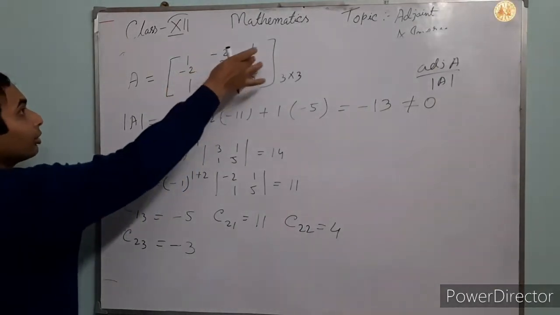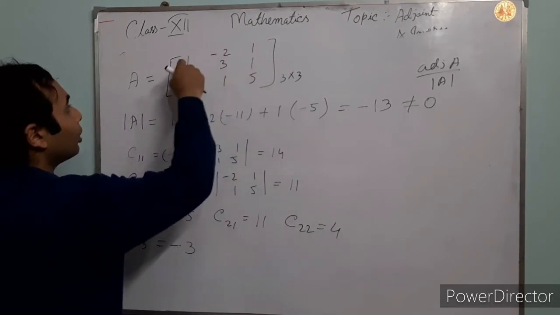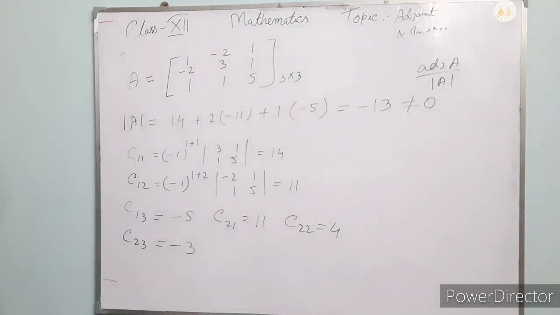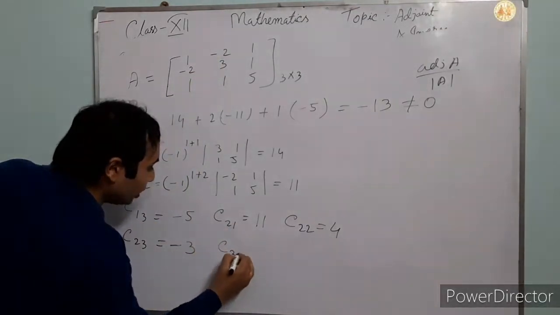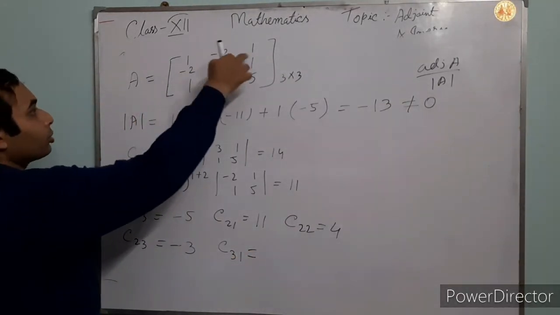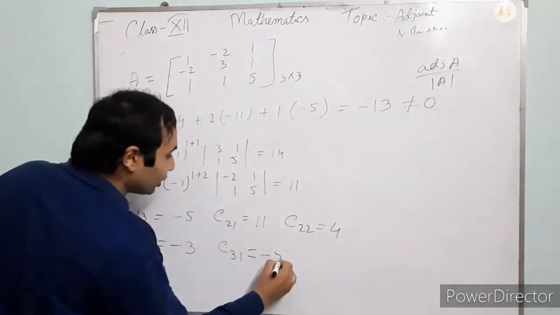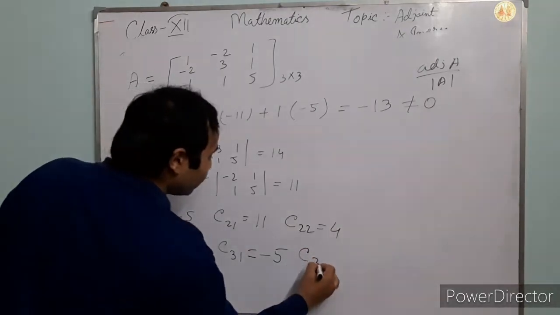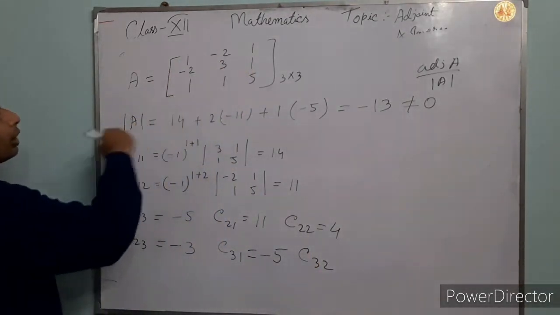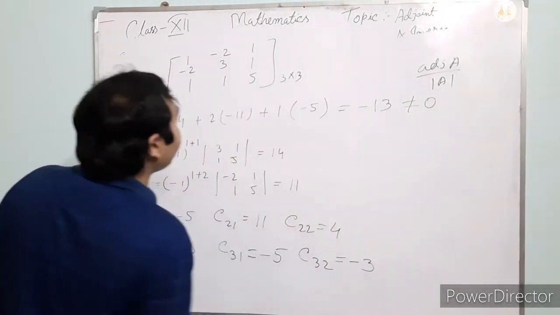Let me check again. I have forgotten. 2 3 is this one. Covering up this one, 1 plus 2 is 3. Yes, it is correct. Minus 3. C23. Now C31 means this one. So minus 2 and minus 3, it is minus 5. 3 plus 1 is 4, so obviously it is negative 5. C32 means this one. So 1 plus 2 is 3, and here 3 plus 2 is 5. So it is minus 3.